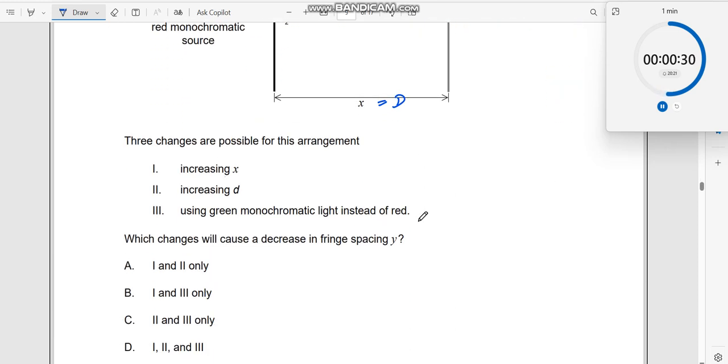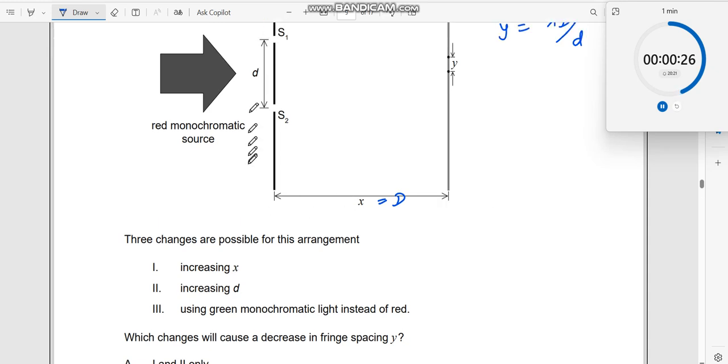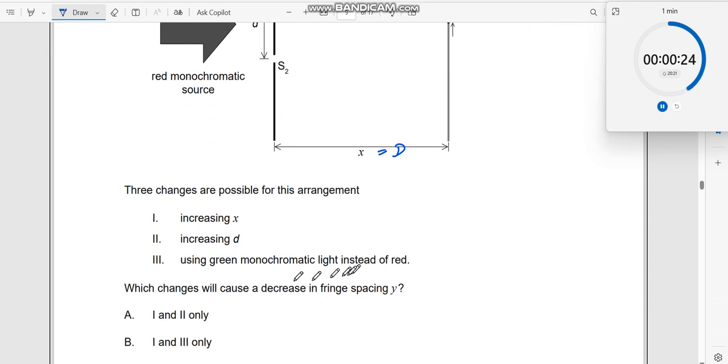Three changes are possible for this arrangement: 1, increasing x; 2, increasing d; 3, using green monochromatic light instead of red. See, when this is given, he is talking about the wavelength. So, definitely for red, it will be around 600 nanometers, and for green, it will be lesser than that. Let us say, even if you are not aware of this one, let me take this as something like 500 nanometers over here. So, what changes will cause a decrease in the fringe spacing?